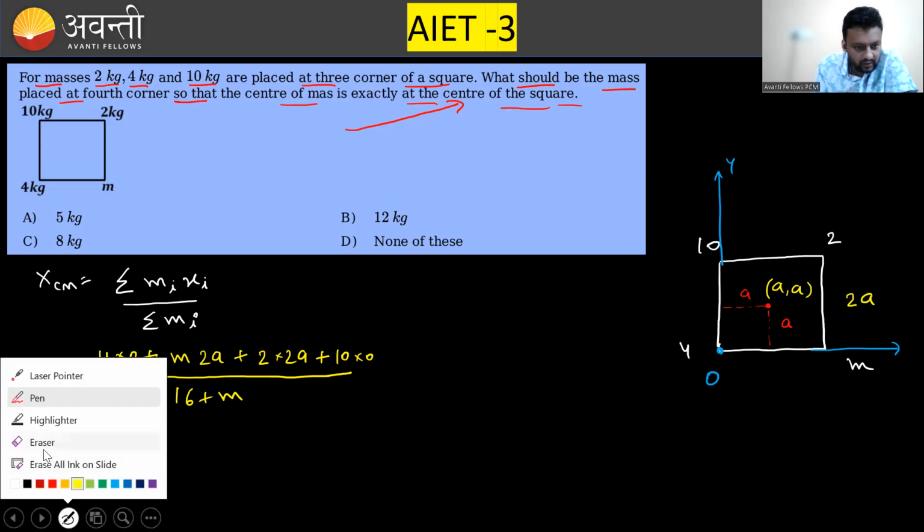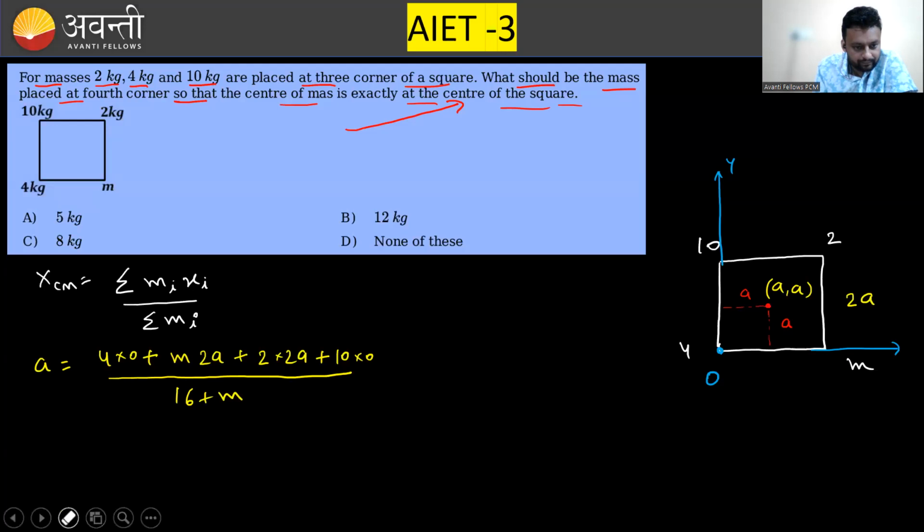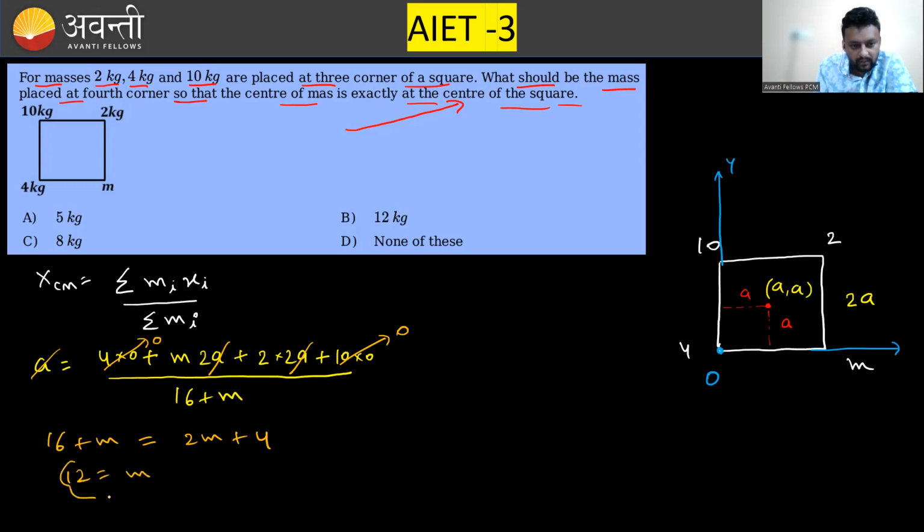Before cross multiplying, you can see one thing. This term is 0, this term is 0, and a can be taken as common and cancelled. So 16 plus m will be 2m plus 4. That gives 12 is equal to m. So the mass is coming out to be 12 kg.